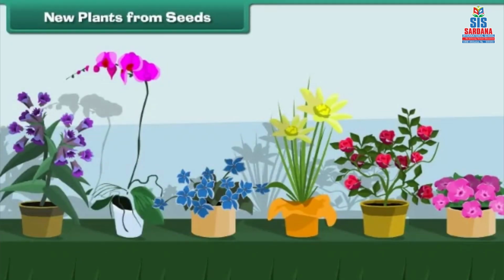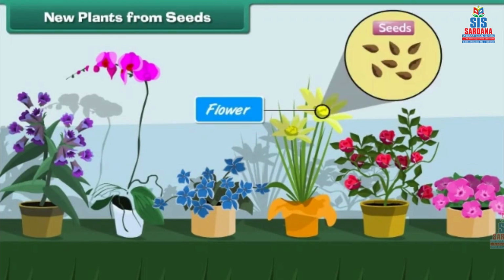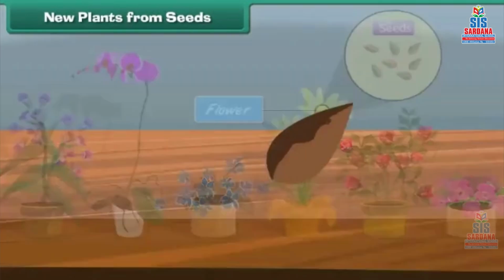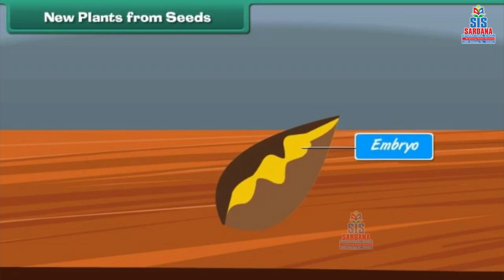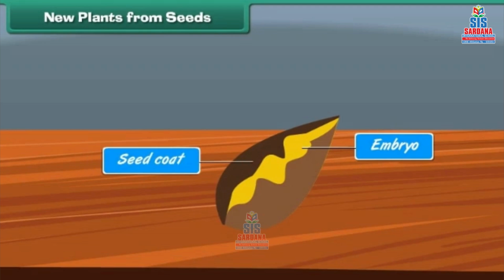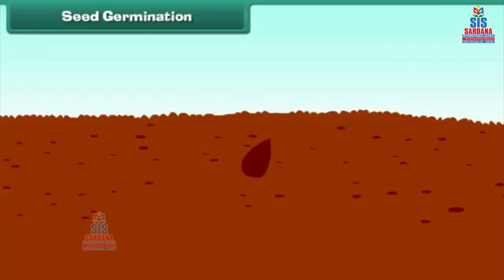New plants from seeds. Flowering plants produce seeds. Each seed produced by a plant has a baby plant inside it. It is called embryo. The seed is surrounded by a tough covering called seed coat, which protects the baby plant and prevents the drying up of seed.